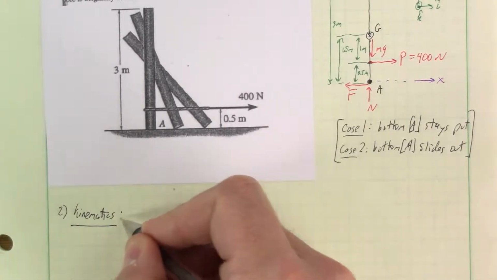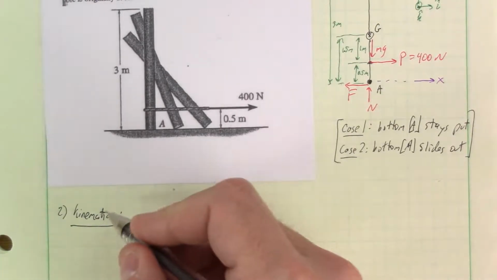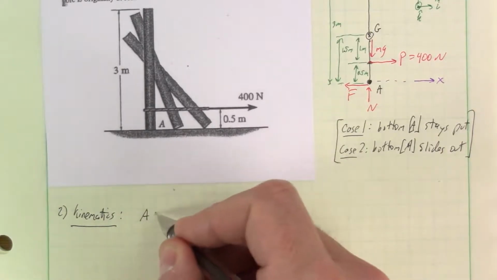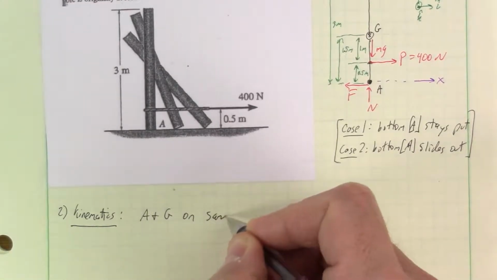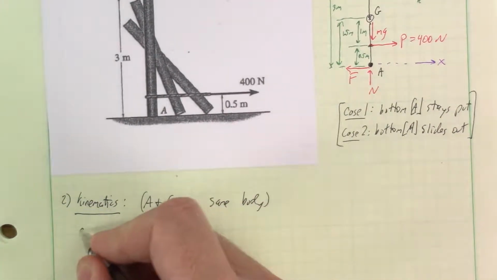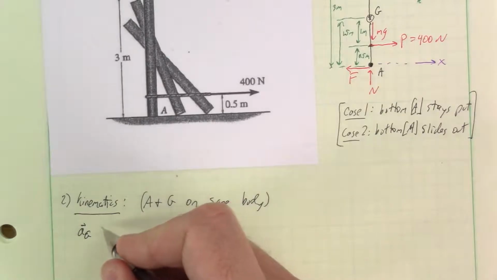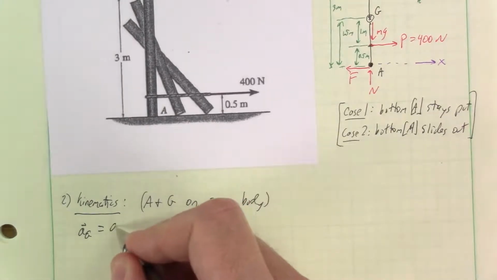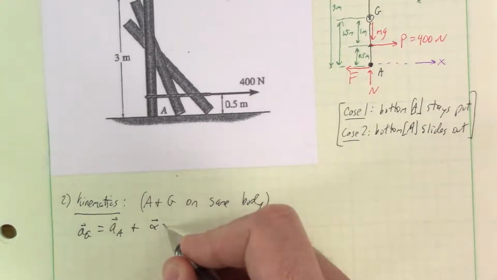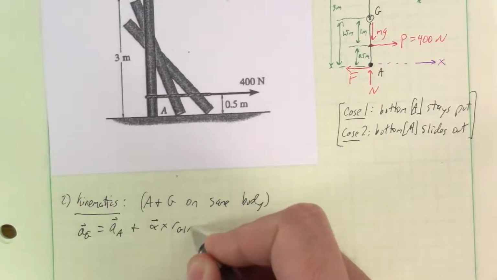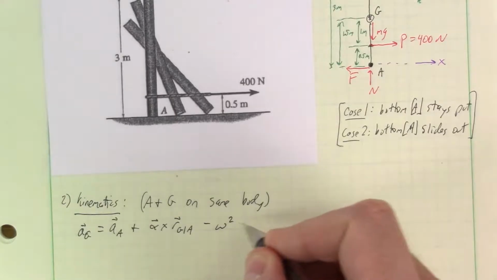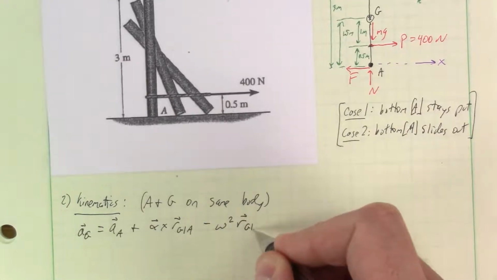And by the way, these steps, you don't always need to do them in order, but it's just a recommendation: write out all your kinematics. Let's see if we can relate A and G, which are on the same rigid body. So the acceleration of the center of mass, a_G, is the acceleration of point A plus the angular acceleration of the rigid body, the slender pole, crossed with the relative position of G with respect to A, minus omega squared r_G/A.